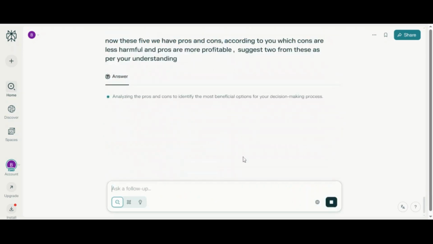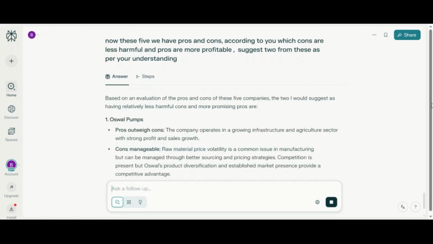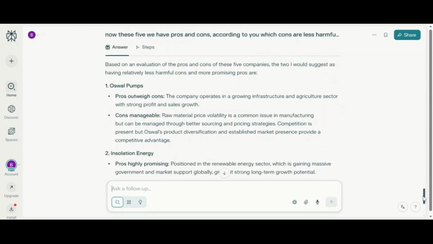So let's see. Oswald Pumps. Pros: the company operates in growing infrastructure and agriculture. Cons: raw material prices are a common issue in manufacturing, but can be managed through better sourcing and pricing strategy. Competition is present, but Oswald's product diversification and established market presence provide a competitive advantage. So the pros outweigh the cons. The cons are manageable. So that's how we played here.